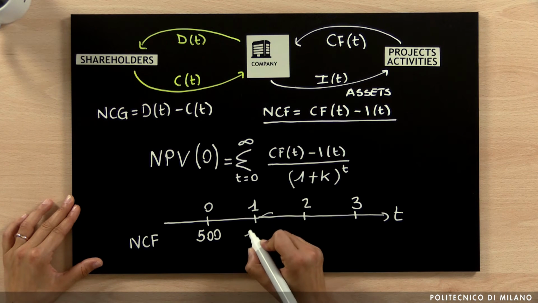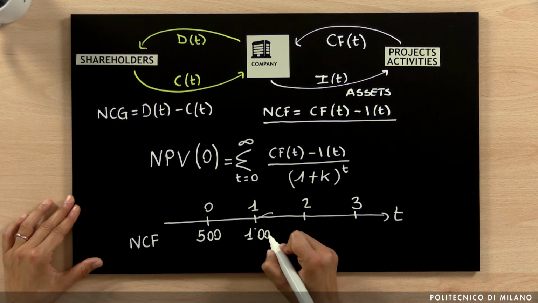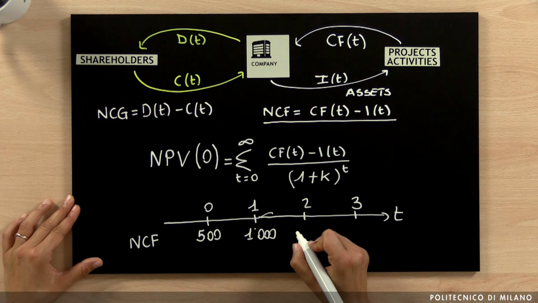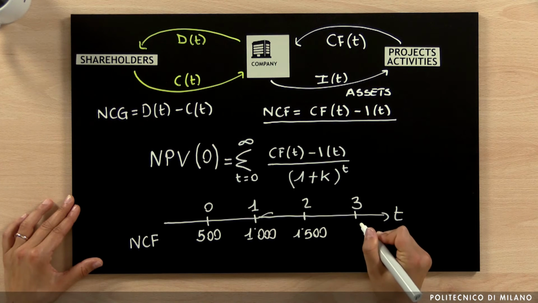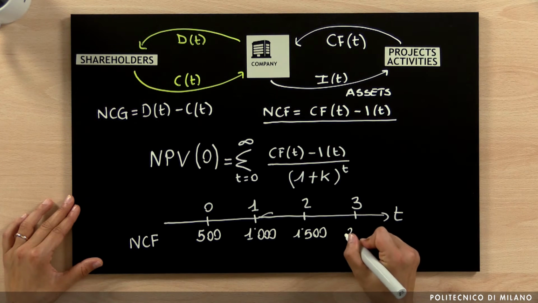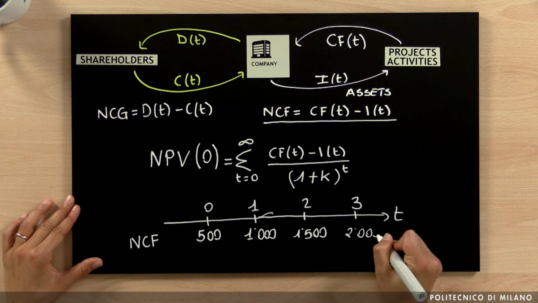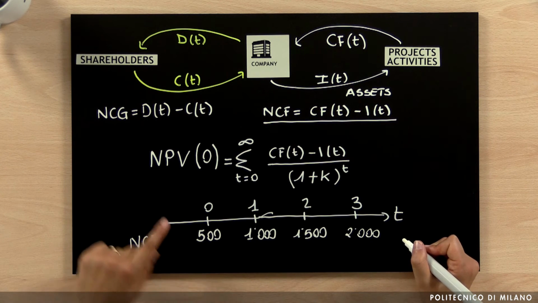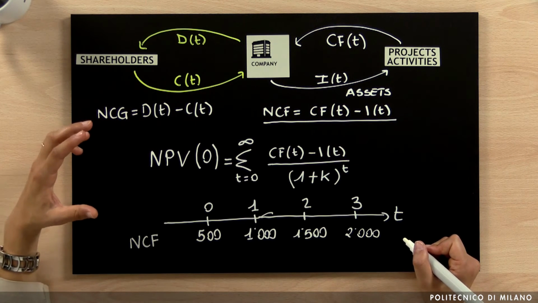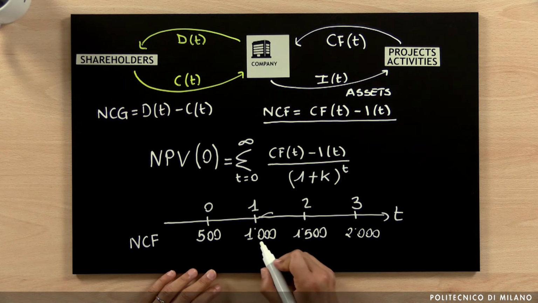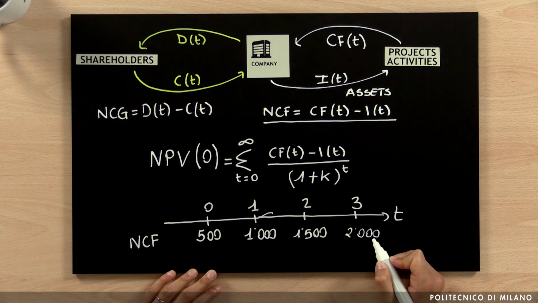Then at year 1, the company generates 1,000 euros. At year 2, the company generates, for example, 1,500 euros. And then at year 3, the company will generate 2,000 euros. The point is that we want to identify the net present value, so the value that the company is able to deliver to the shareholders. The logic is that we just need to sum the net cash flow that is delivered in the different years.